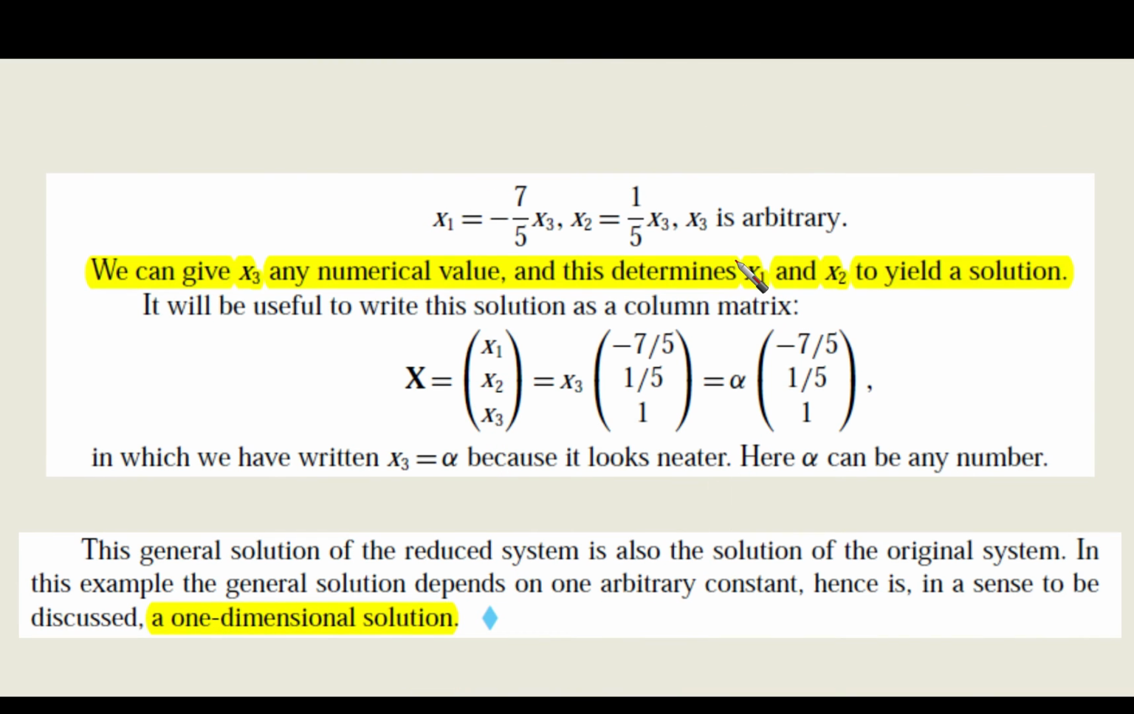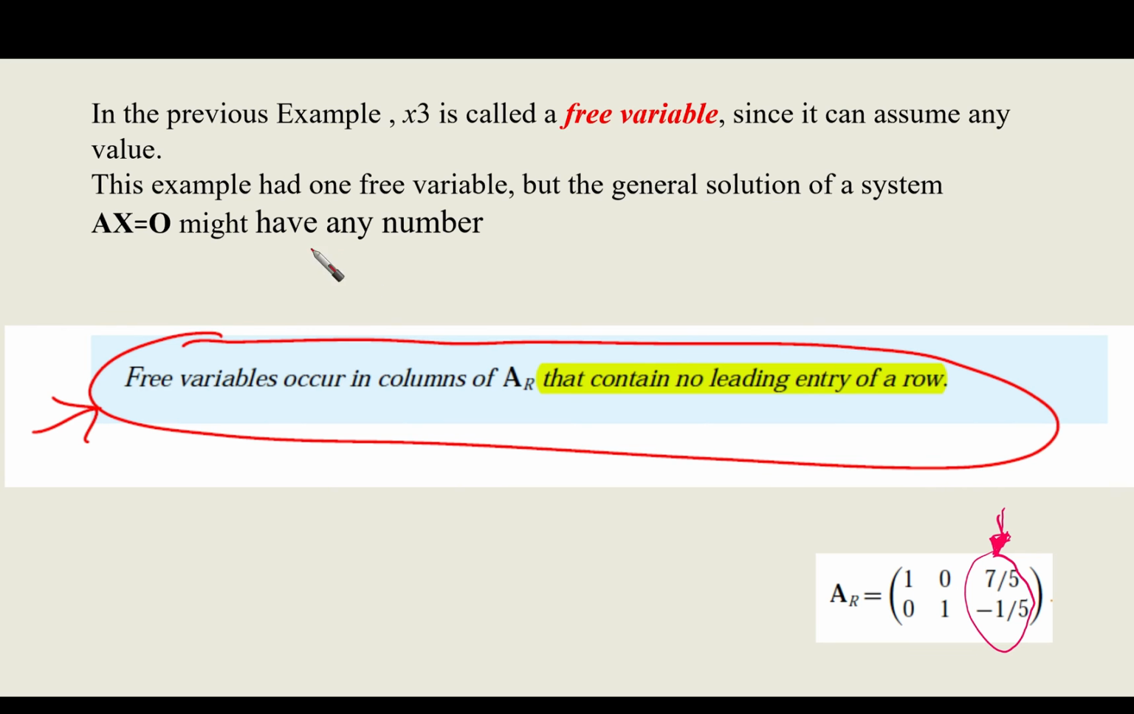Okay, now let's go to the next. So in the previous example, x3 is called a free variable. That's what I want you to remember. Since it can assume any value, we call it free. It's arbitrary. This example had one free variable, but the general solution of a system AX equal to 0 might have any number.